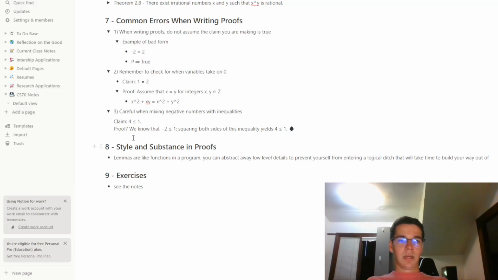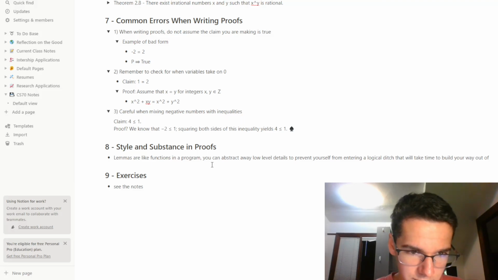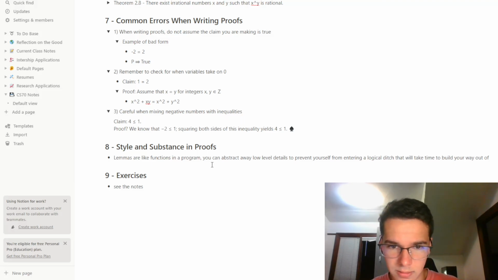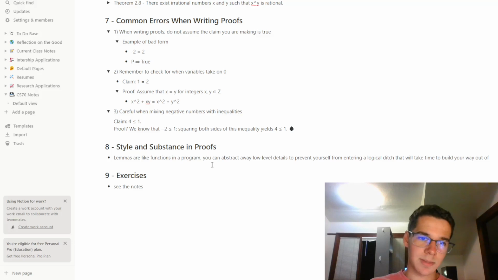So, yep, and then last one, style and substance in proof. I'm just going to read it verbatim. It says, lemmas are like functions in a program. You can abstract away low-level details to prevent yourself from entering a logical ditch that will take time to build your way out of. Yeah, so this is something that I sort of touched on before.